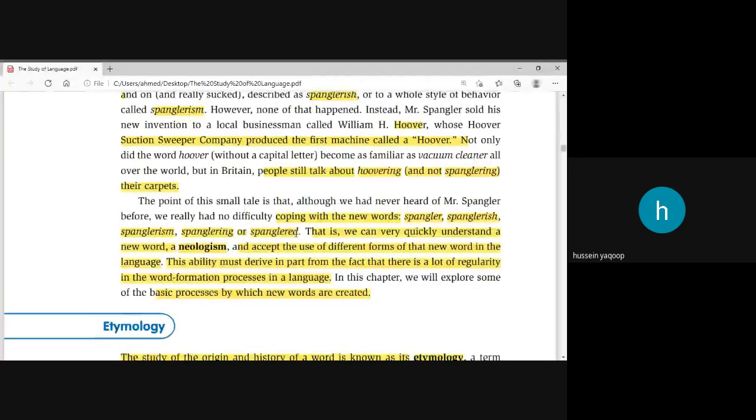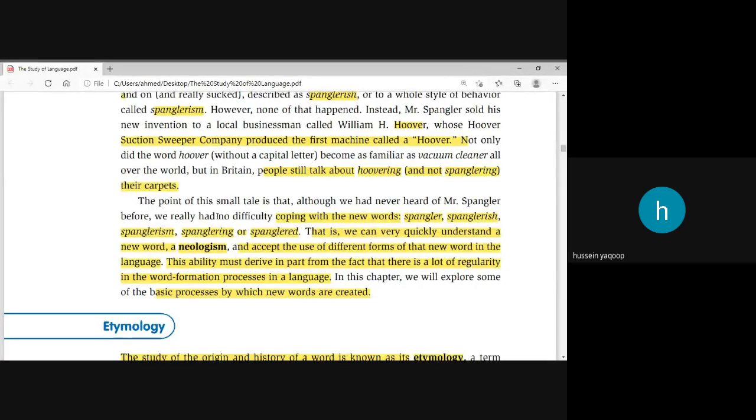This is an indication, a message delivered to us in a way or another, of what is called neologism. This is exactly the meaning of a neologism. Let's read some of the lines that I highlighted in front of you.